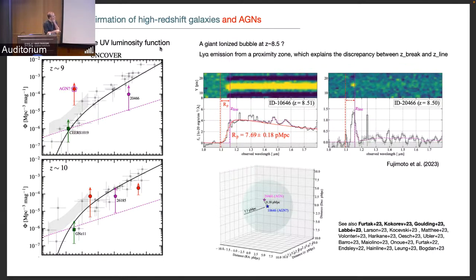And 2 of these AGNs also show emission lines blueward of the Lyman break. You have a Lyman alpha emission line which is transmitted through the IGM, which indicates a giant ionized bubble at redshift around 8.5, where the 2 AGNs are at the center of the ionized bubble, sorry.